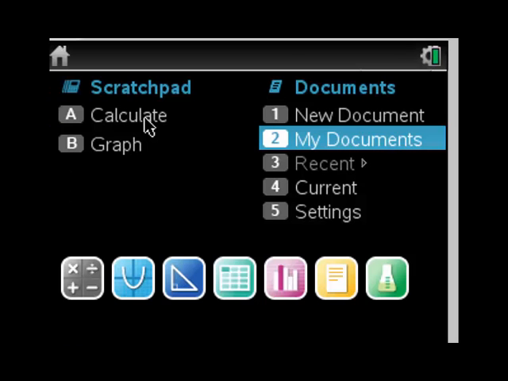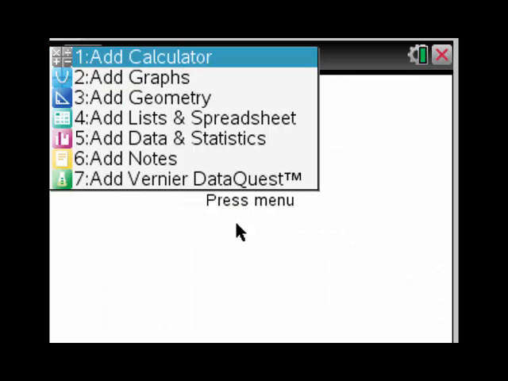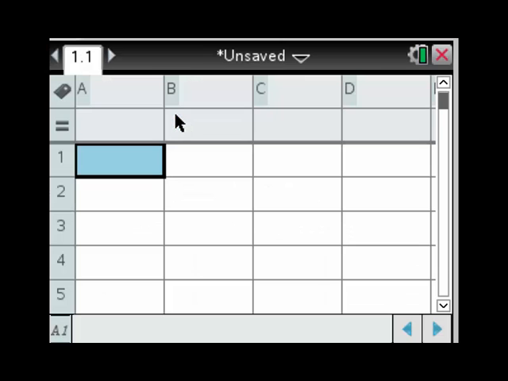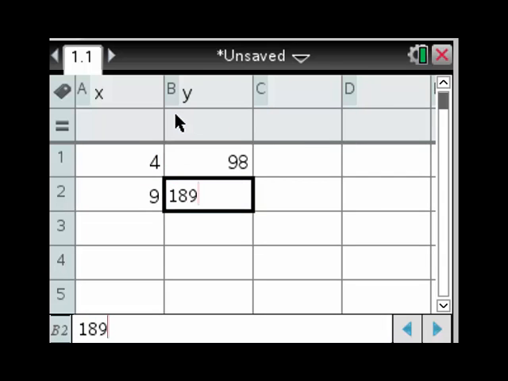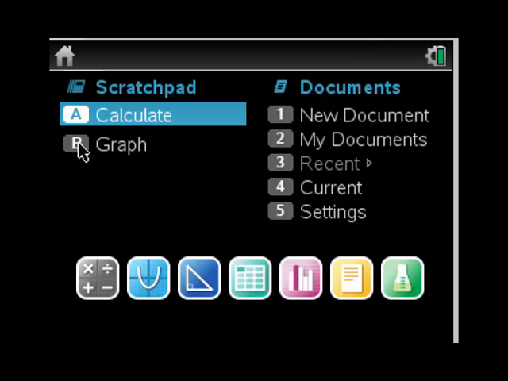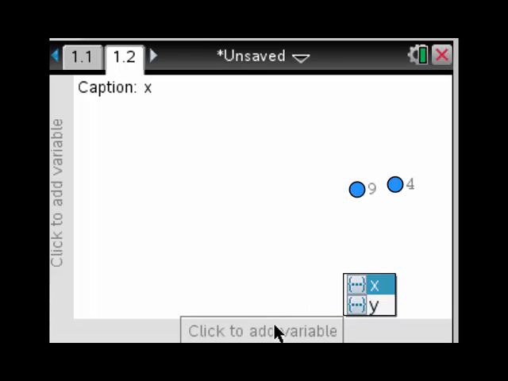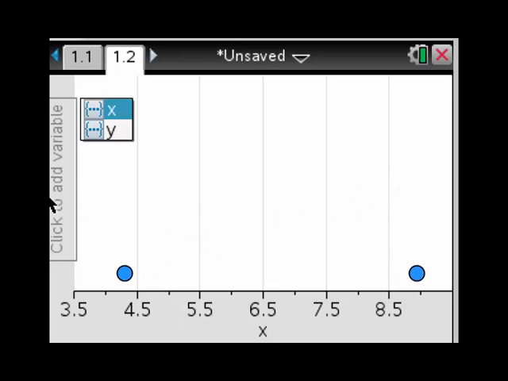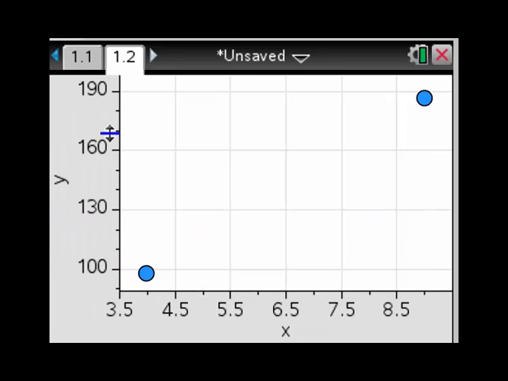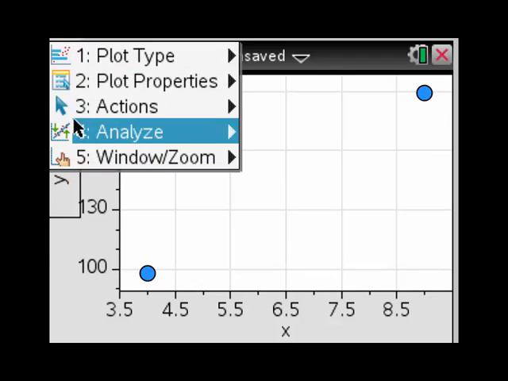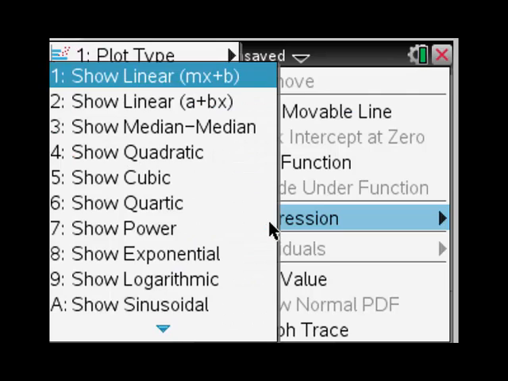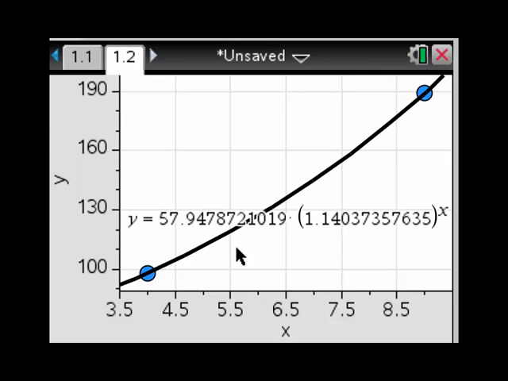Home, new. Oop, new. No save. List and spreadsheet. Up input X. Up input Y. X values are 4 and 9. Y values are 98 and 189. Home, data and statistics, the bar graph one. Click on X. Click on Y. Then do menu, analyze, regression. We want an exponential, number 8.